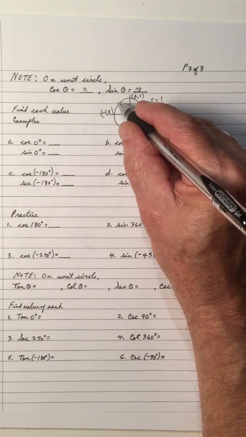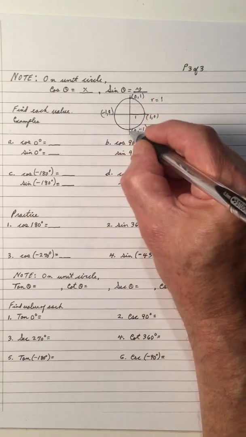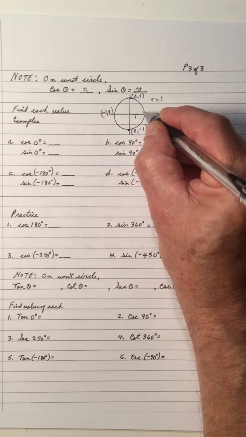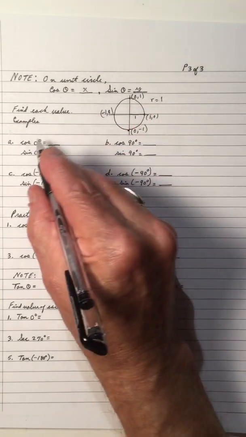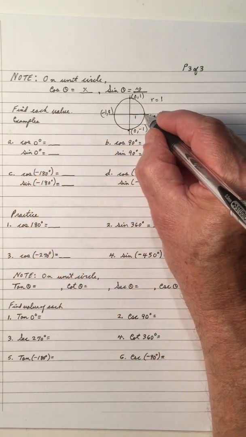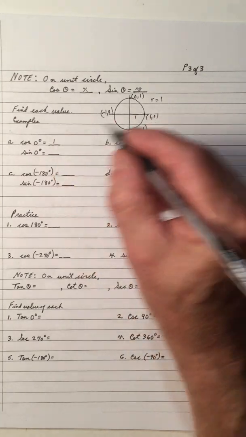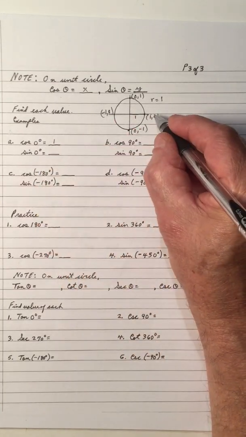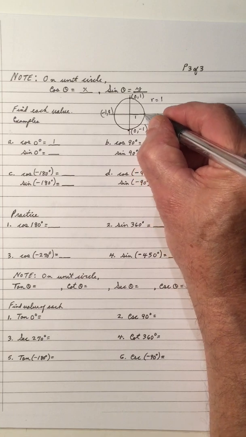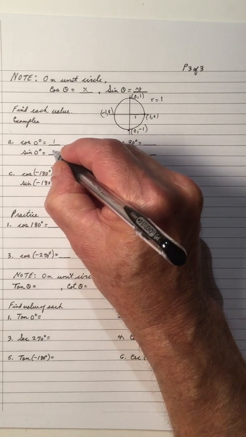So these are the points that end up on the axis, here on the y-axis, here on the x-axis. So the cos is the x. So the cos of 0, 0 rotation, is here. Cos is the x, so x is 1. The sine of 0, so there's 0 again, 0 rotation. The sine is the y, so the y is 0.